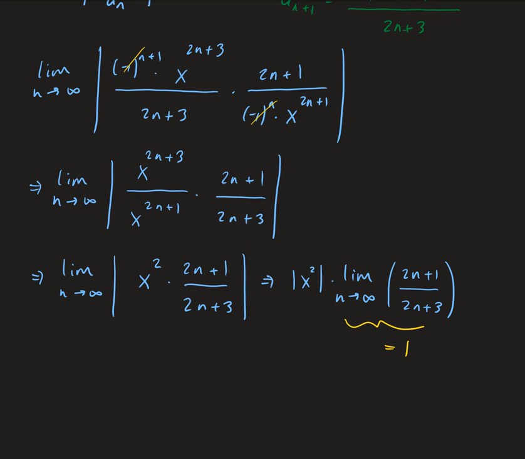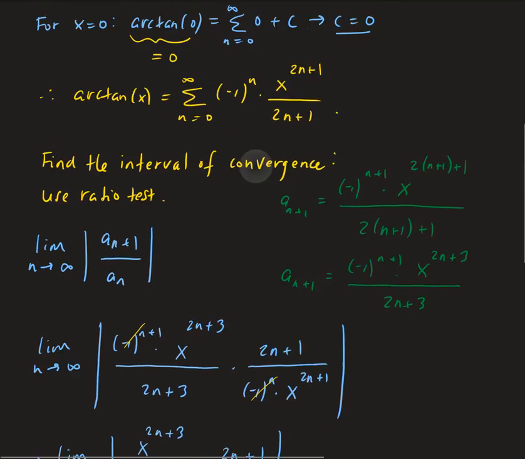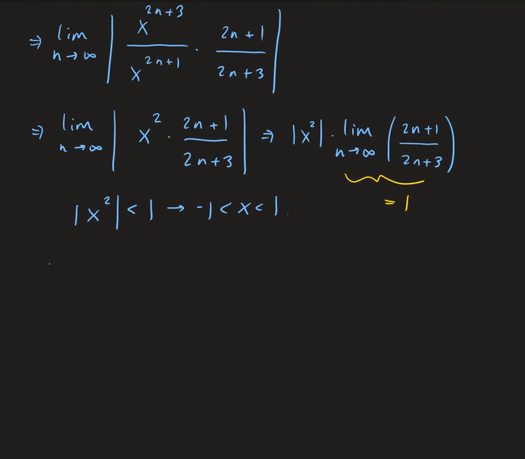So for this series to converge, we're going to have this condition: absolute value of x squared less than 1. Whichever x value this is converging for will satisfy this inequality, and algebraically this is equivalent to x being between negative 1 and 1. So now we need to check the endpoints.